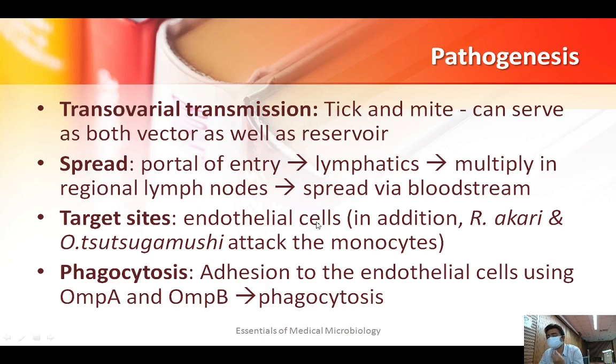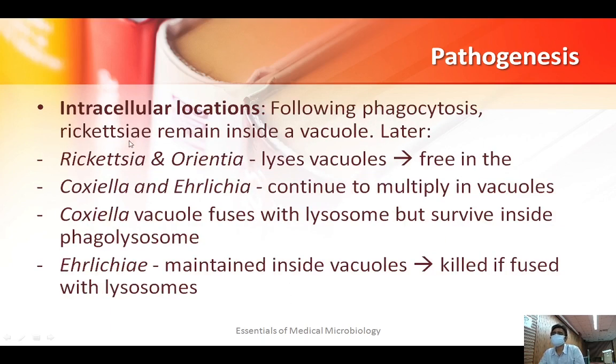That's why hemorrhagic rashes occur, because it can cause plugging, ischemia, and necrosis, finally resulting in hemorrhagic rashes. Addition to the endothelial cells using OmpA and OmpB results in phagocytosis and intracellular location. All these things I have already told you.